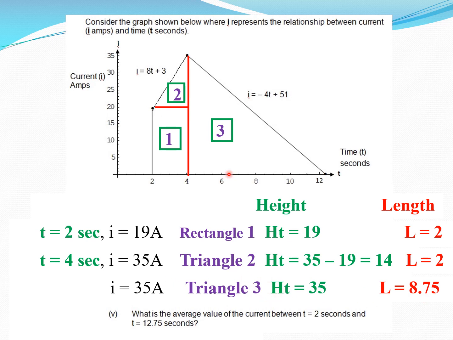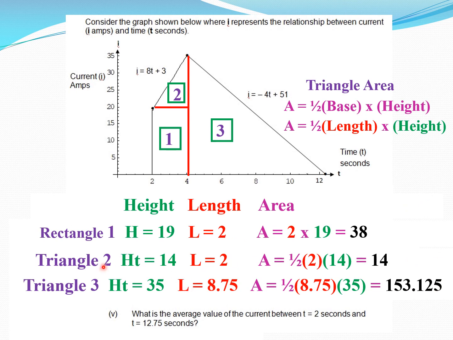Triangle number 3, the height is 35, and the length, do you remember we said the original length from 2 up to 12.75, that's 10.75, but the length of triangle number 3, we take away 2 from the 10.75, so that's going to be 8.75.